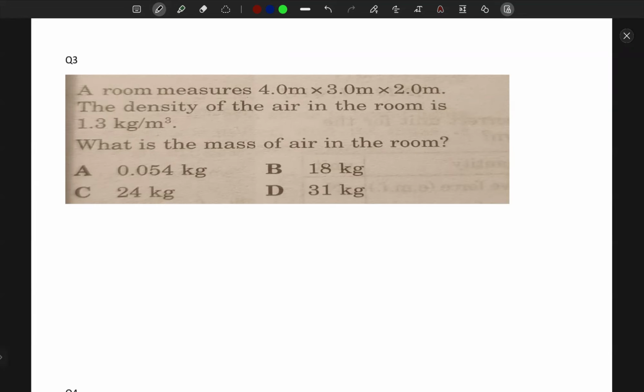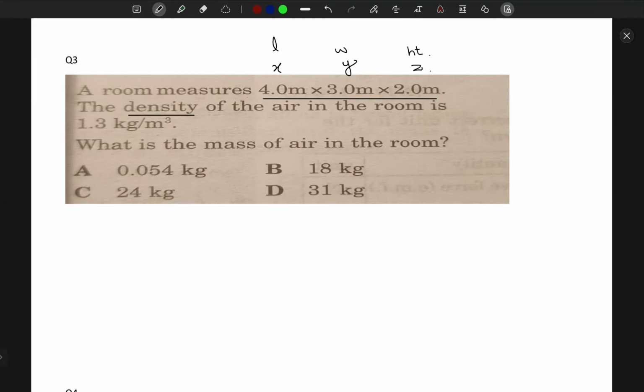Okay, so I'll just give you a hint that they have given you density. They have given you the dimensions really, right? So these dimensions are, when they say a room measures as this, so these are the dimensions really. So it could be X, Y, and Z. Or you can think in terms of length, width, and height.